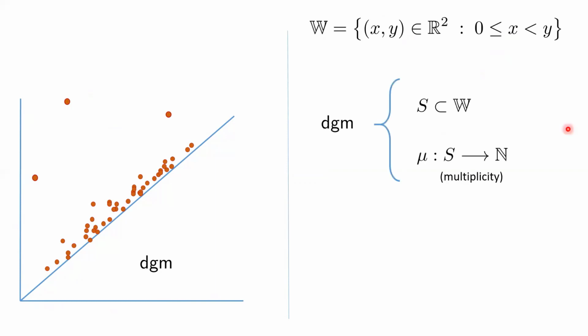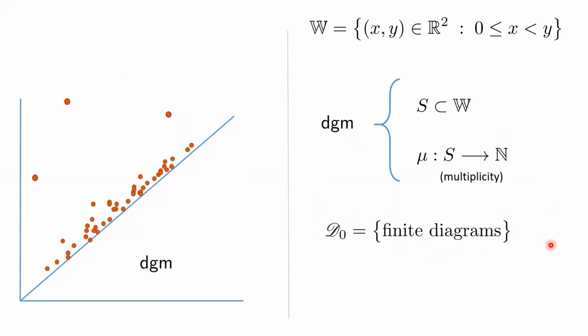A persistence diagram is going to be comprised of two pieces of data. It's a collection of points S, a set inside the wedge, and a function mu that tells you how many times each point is repeated, the multiplicity function. And we're going to take D0 to be the collection of all the diagrams that you can obtain by putting finitely many points in here. So that's the set of all the finite persistence diagrams.